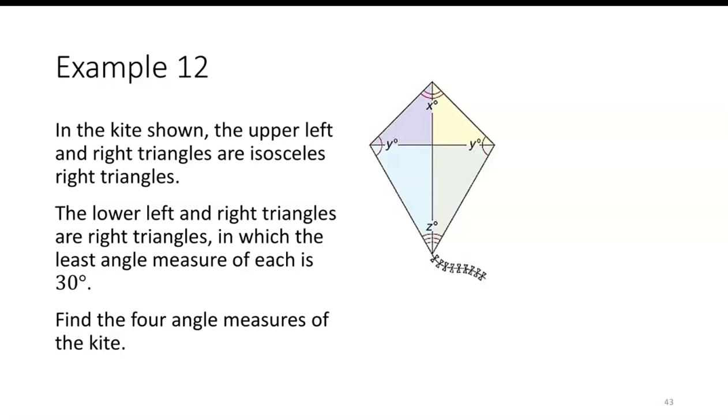All right, so in the kite shown, the upper left and right triangles are isosceles right triangles. So that tells us that we have right angles in the middle there. The lower left and right triangles are also right triangles, in which the least angle measure of each is 30 degrees. That looks to be at the bottom there, so that would be 30 degrees. This would be 30 degrees.